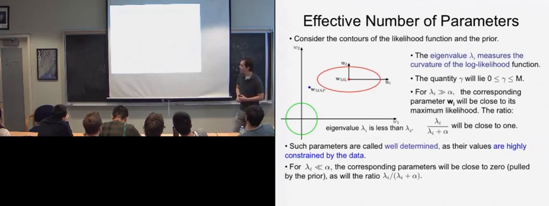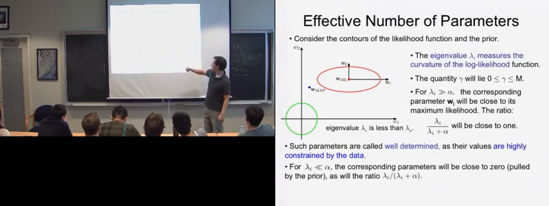On the other hand, if these eigenvalues are much smaller than alpha, then the corresponding parameters will be close to 0. They're effectively going to be pulled by the prior towards 0.